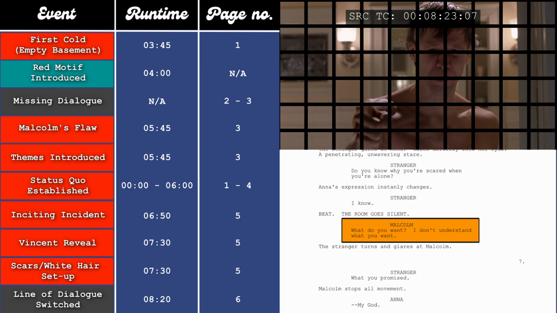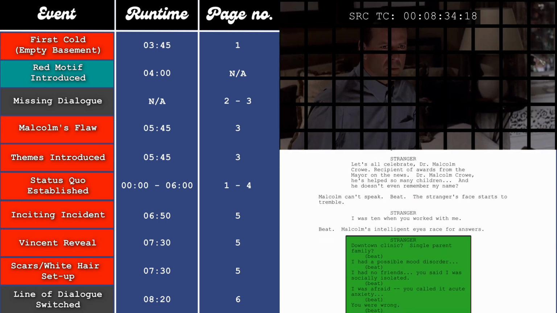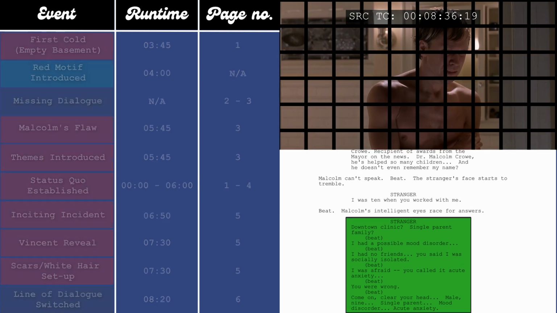I'm not entirely sure why they would have switched this. Possibly to show Malcolm's lack of compassion at this point in the film, where he just assumed the stranger was looking for drugs, whereas Anna tries to actually engage with him, which is more in line with her character, and shows that Malcolm does need to grow, which pushes forward the themes as Malcolm didn't even try to communicate with him. So it makes more sense for Anna to say that in this moment instead of Malcolm, as the stranger is trying to remind Malcolm of who he is. At the 8-minute 40-second mark, which is page 7 in the script.